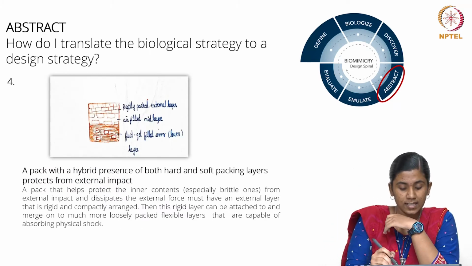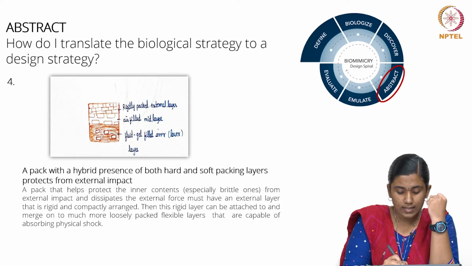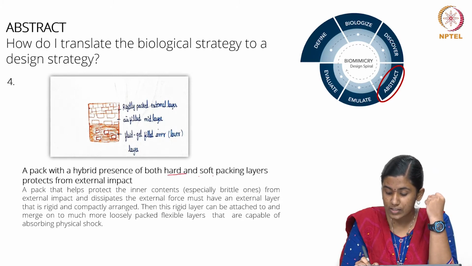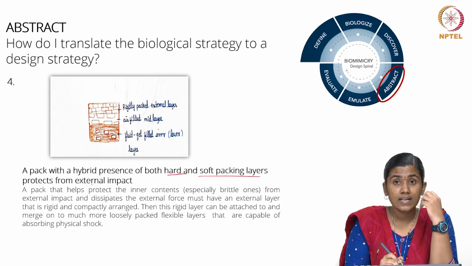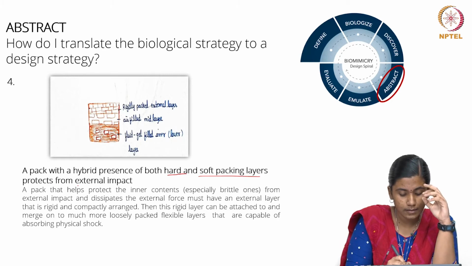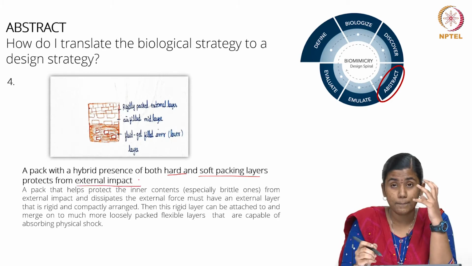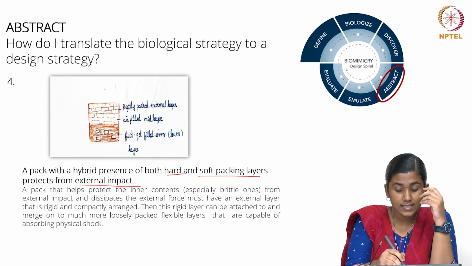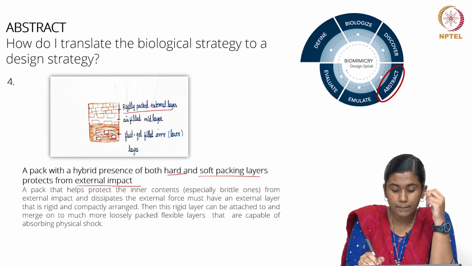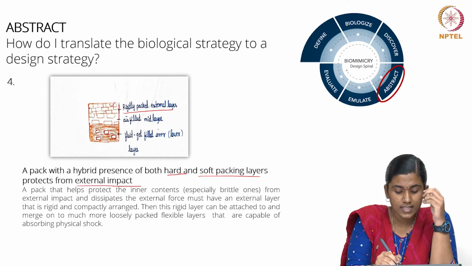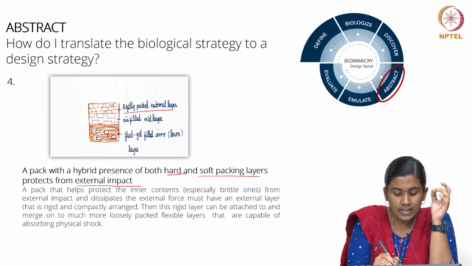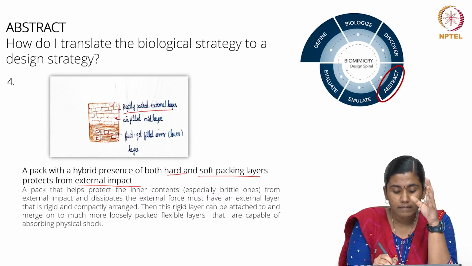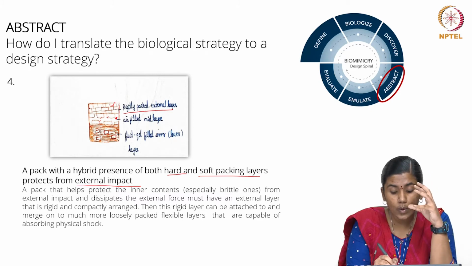And the next design strategy is about a pack which has a hybrid presence of both hard and soft packing layers, and such an arrangement helps protect them from external impact. As shown in the design strategy here, you have a rigidly packed layer outside wherein you are able to see the cells closely packed, and then the next layer has the cells which are loosely spaced out, and the next layer has some fluid filled in between.